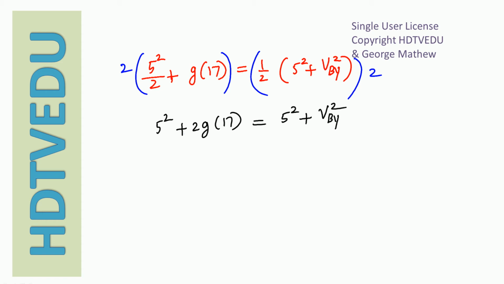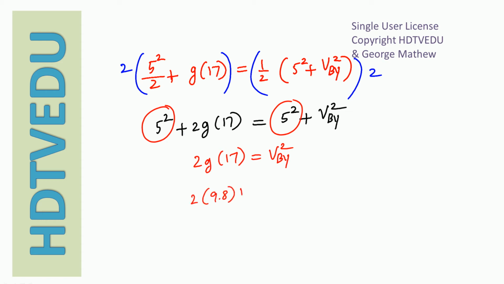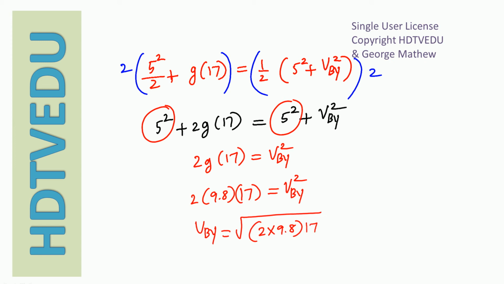Immediately you see that phi squared and phi squared is 25, so we get 25 on both sides, so we can subtract 25 from both sides, and what do we get? 2 times g times 17 equals vby squared. So substitute the numbers we know. 2 times 9.8 times 17 is equal to vby squared. So what is vby? Square root of 2 times 9.8 times 17.